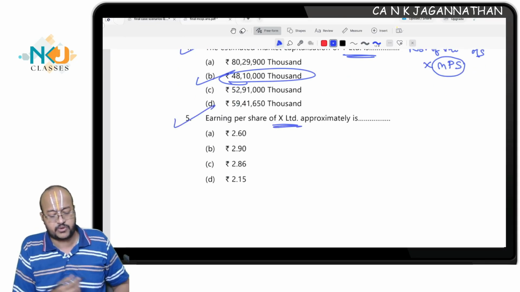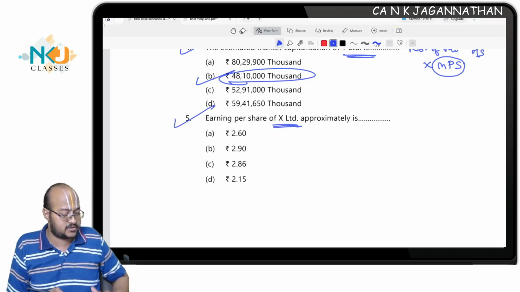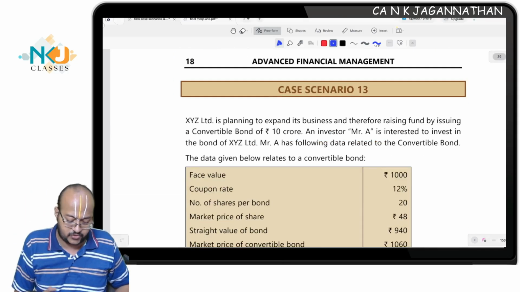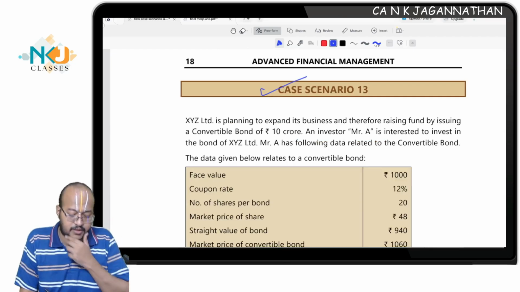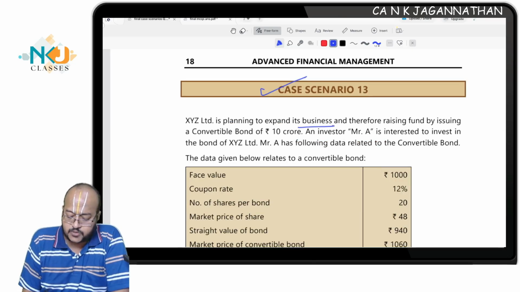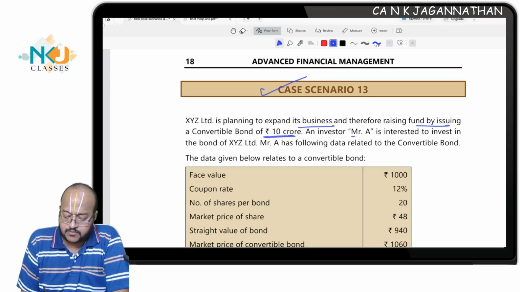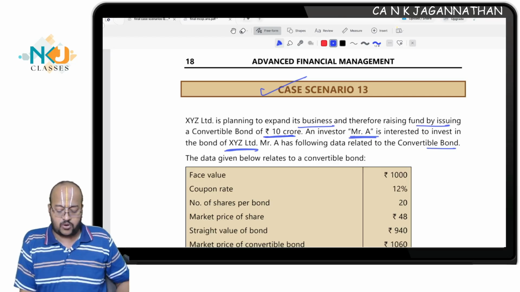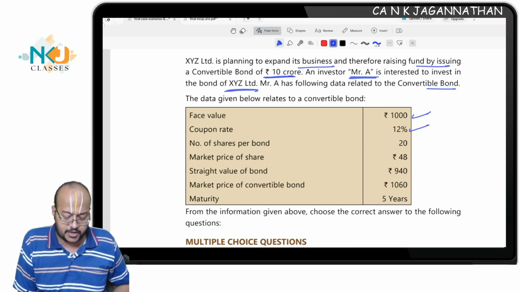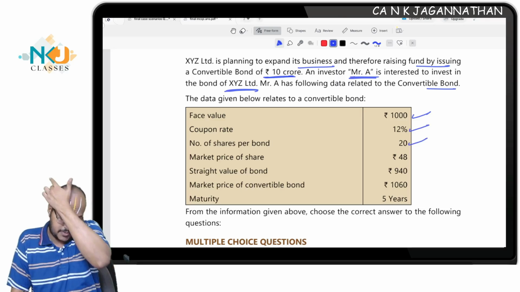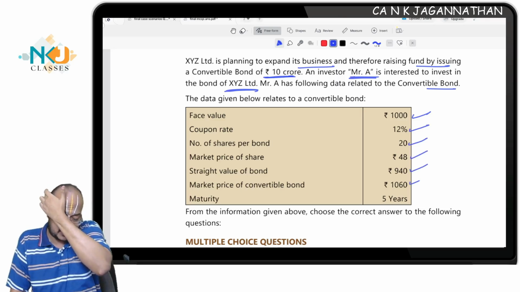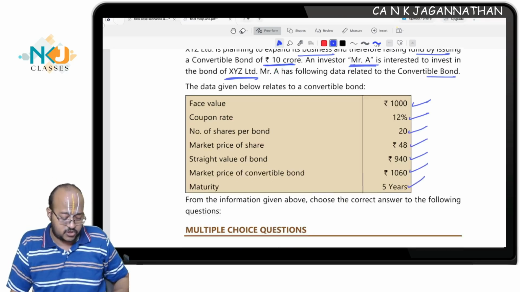Again, you can go through and understand. Prepare the income statement, just use the number of shares, and you'll get the solution. Straightforward issue. Next, case scenario number 13. X Limited is planning to expand its business and therefore raising funds by issuing a convertible bond of 10 crore. An investor, Mr. A, is interested to invest in the bond of XYZ Limited. Mr. A has the following data related to the convertible bond. All these details are given: face value, coupon rate, number of shares per bond, market price of shares, straight value of the bond, market price of convertible bond, and a maturity period of 5 years.